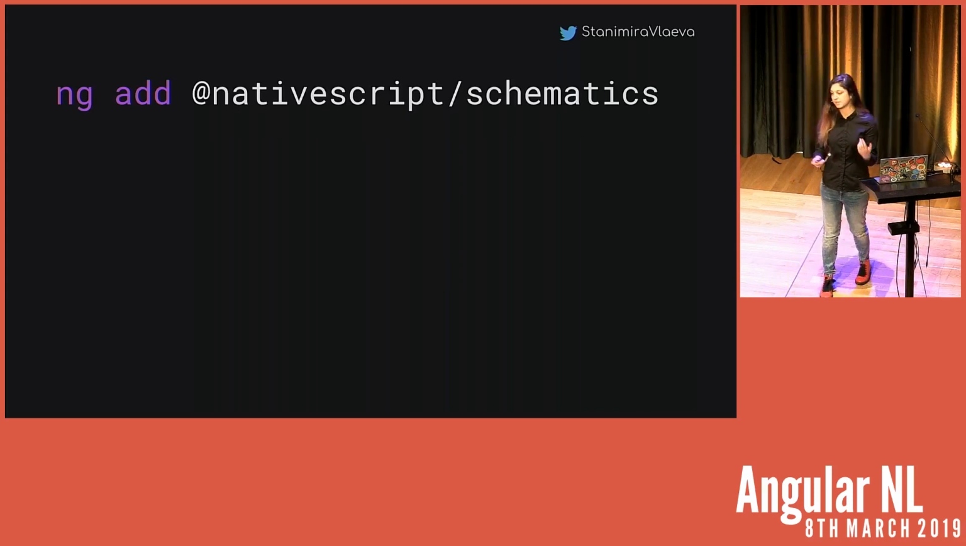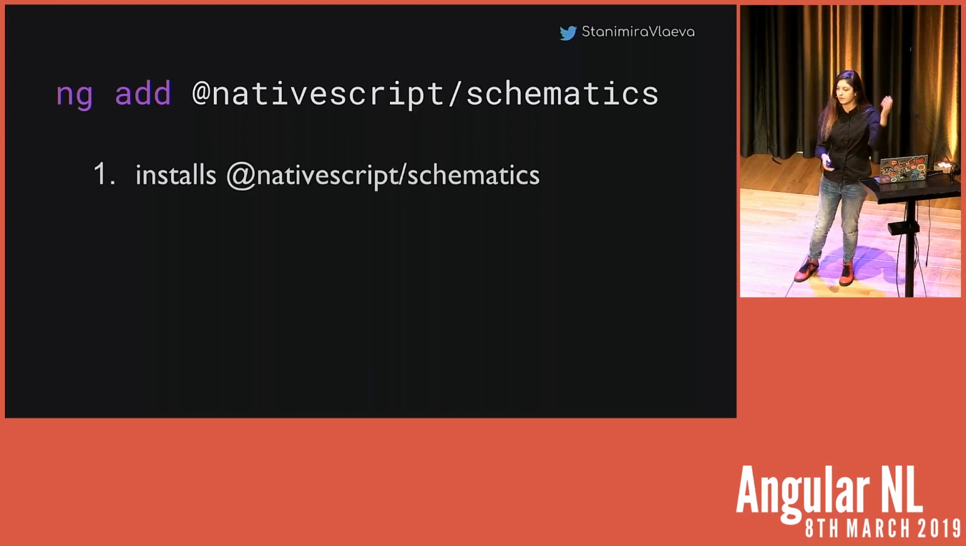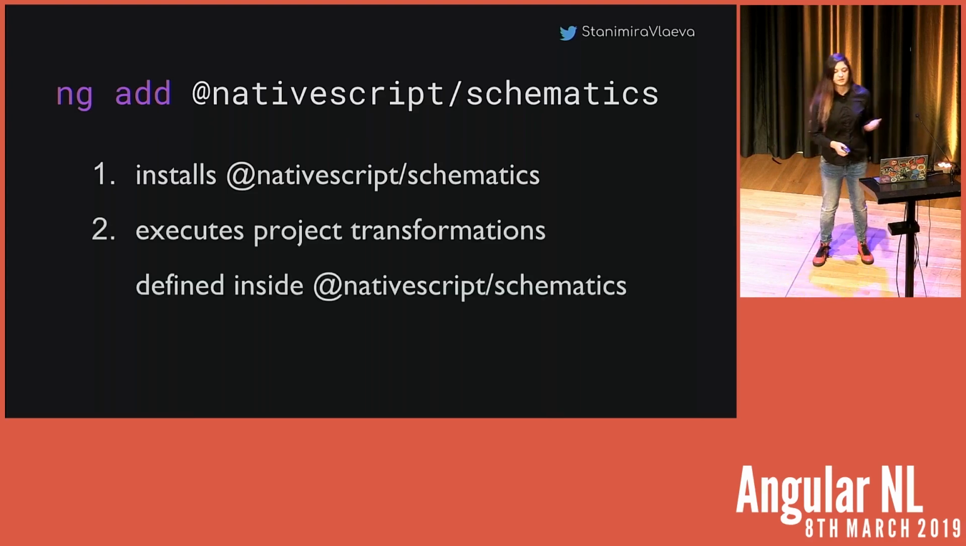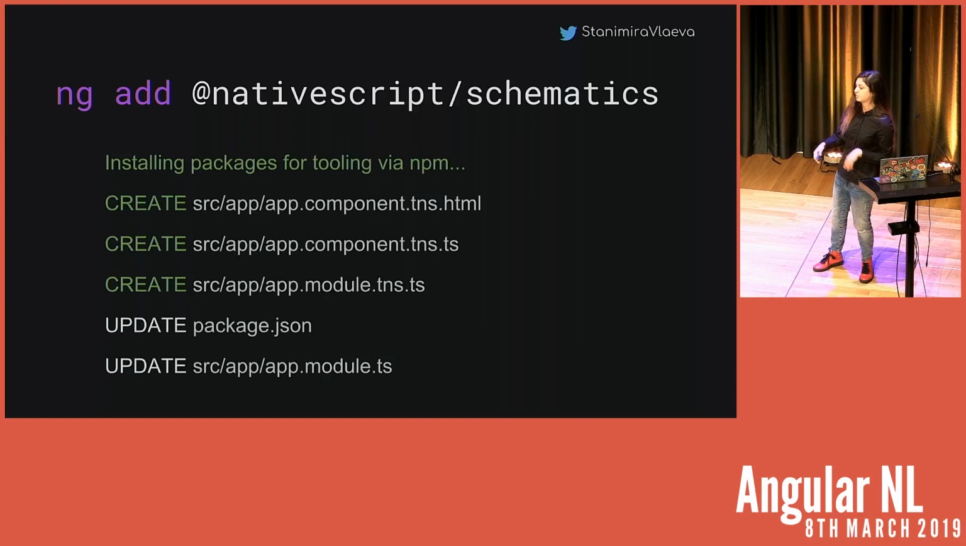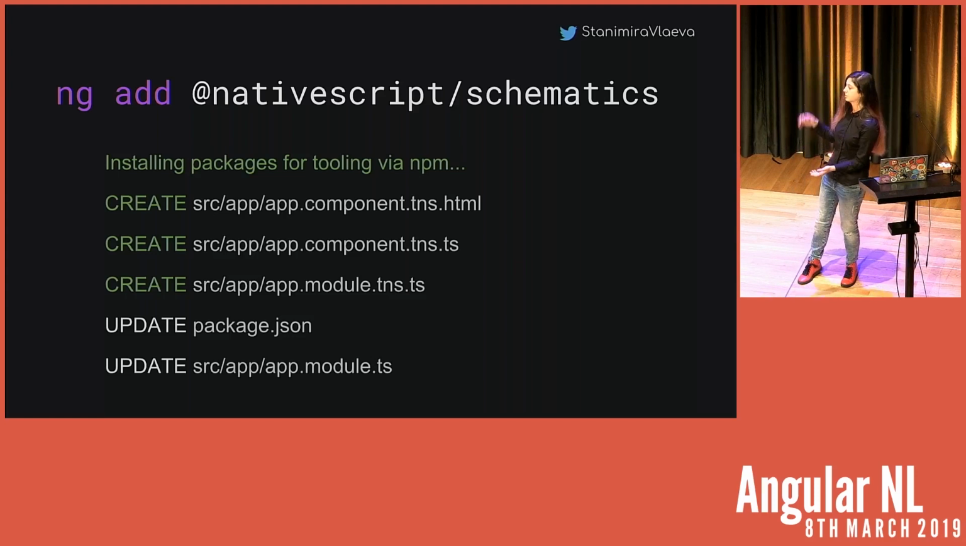So we created a plugin called NativeScript Schematics. And what happens when you ng-add that to a web project? Well, first, obviously, the package is installed from NPM or whatever registry you have set up. And then some project transformations are executed inside your project. And here is how the output looks. So first, the npm install, obviously, and then some files are created and some other files are updated. And basically, the whole setup that we saw two slides earlier happens automatically when you ng-add that package.